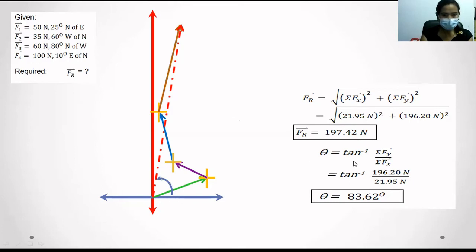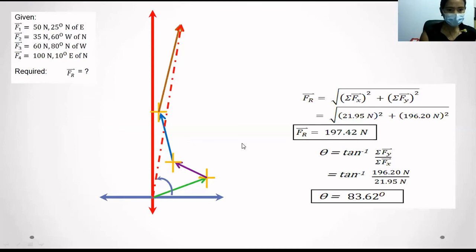To determine our angle theta, the angle formed by our resultant force with respect to the positive x-axis, angle theta equals arc tangent of summation of f sub y divided by summation of f sub x. Then arc tangent of 196.20 newtons divided by 21.95 newtons will give us angle theta of 83.62 degrees.